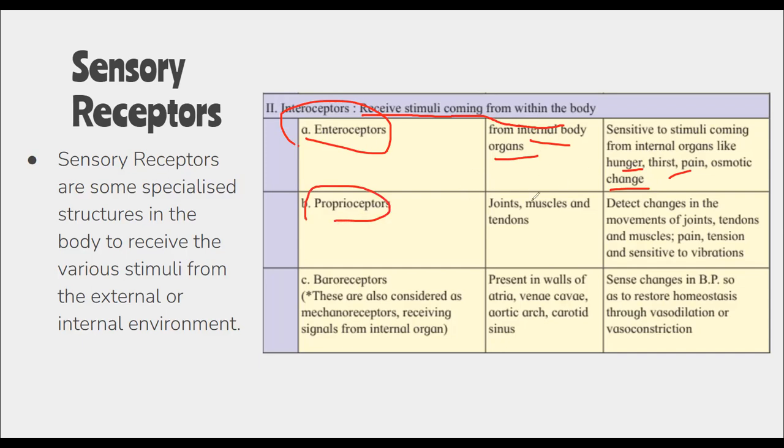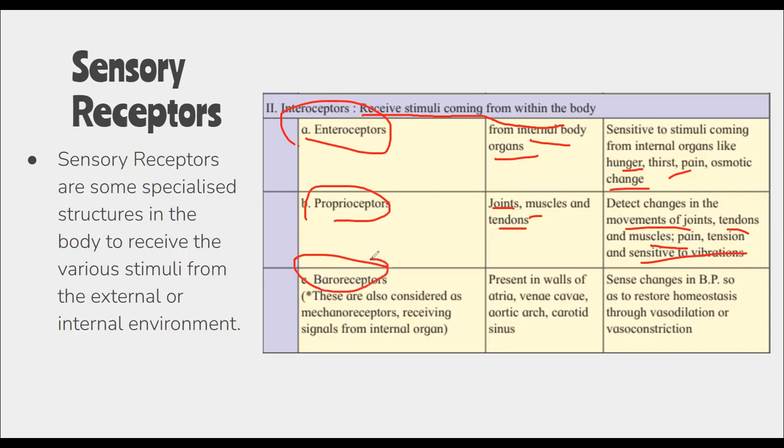Proprioceptors, again within the body only. Where will they be present? Remember in the previous video we were talking about movement, proprioception related to movement. So in your joints, in your muscles, in your tendons, they are responsible for detecting changes in the movement of joints, tendons, muscles, pain and tension in the joint, vibrations, etc. And finally, you have the baroreceptor.